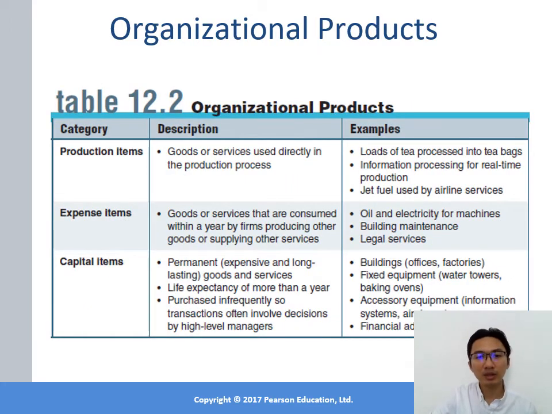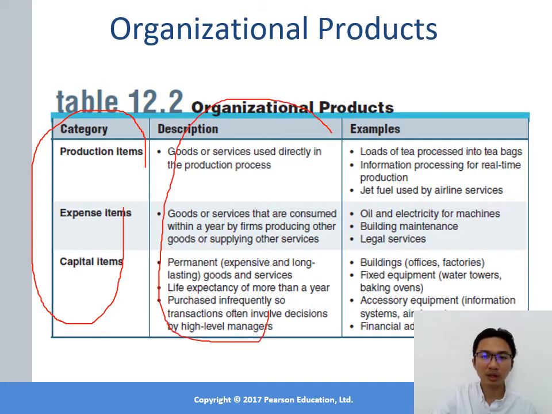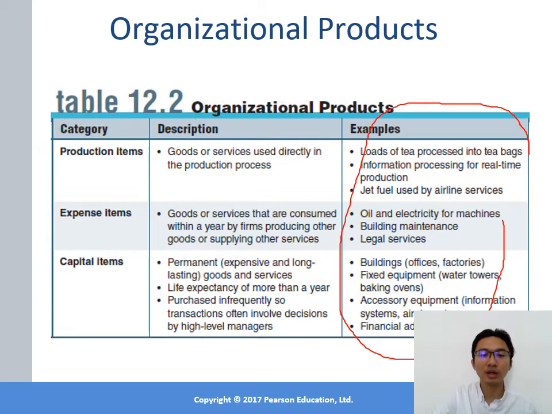This is the example of organizational products, or what we call industrial products. You can see the category also here, the description here, and also the examples here, the one that I just summarized later on. Again, you can take 1 minute, pause this video and read this slide.